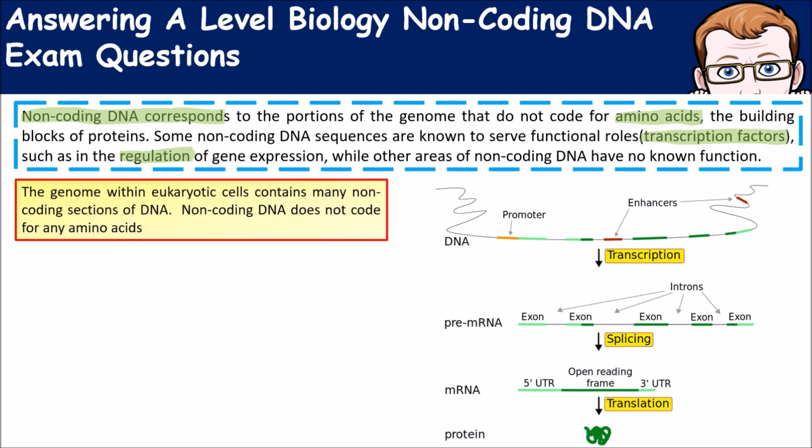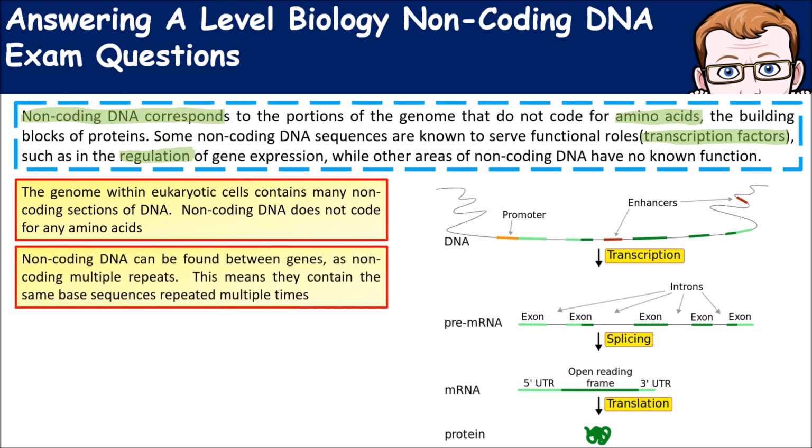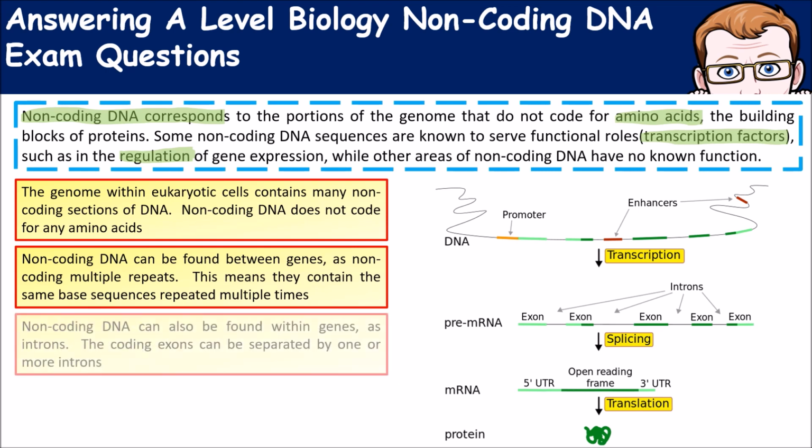So the genome within eukaryotic cells, so that's cells with a nucleus, contains many non-coding sections of DNA that, like we said, do not code for any amino acids. Non-coding DNA can be found between genes as non-coding multiple repeats. So this means that they contain the same base sequences repeated multiple times. Non-coding DNA can also be found within genes as introns. So the coding exons can be separated out by one or more introns.